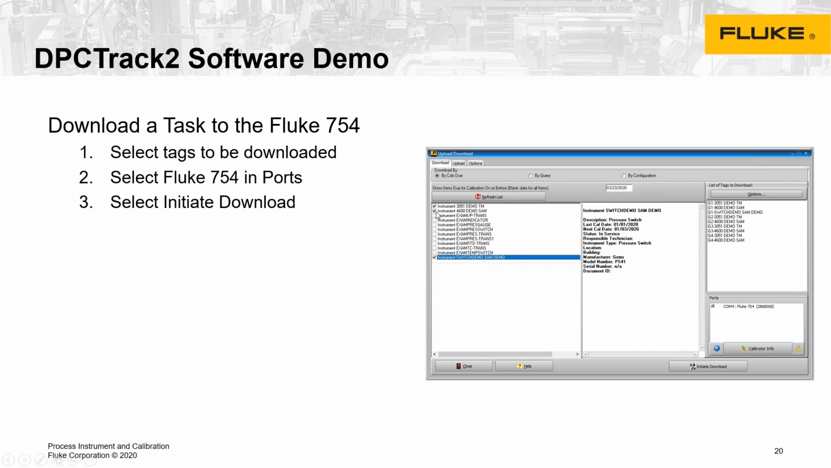Here I've selected 3 specific demo instruments that I had created, and you can see it moved all of them over to the far right side, the list of tags to download. The G1, G2, G3, and G4 denote the groupings. So in this case, my 4600 Rosemount pressure transmitter has 4 separate calibration procedures built and attached to that asset. It will pull all 4 of those down into the instrument.